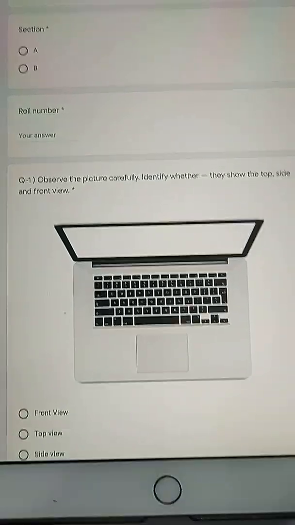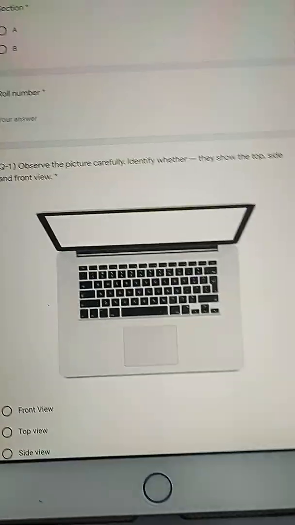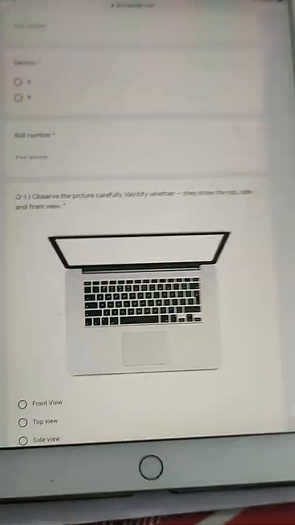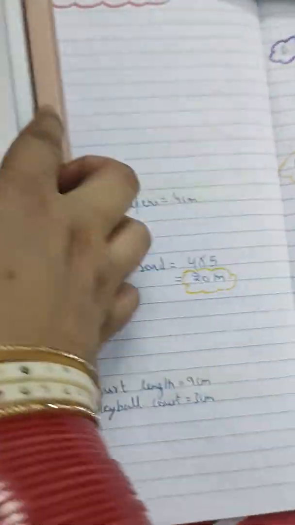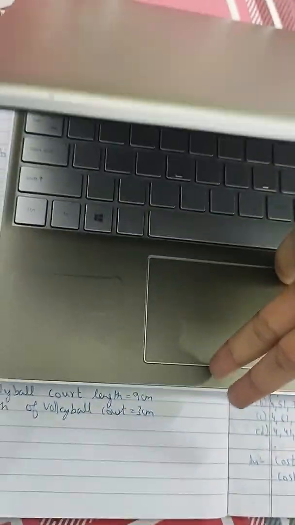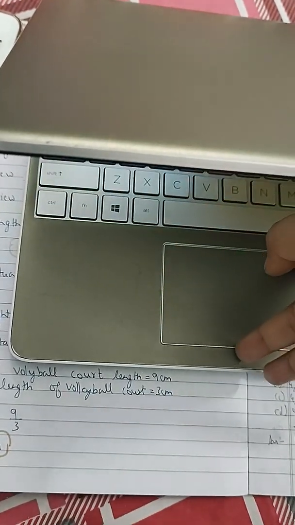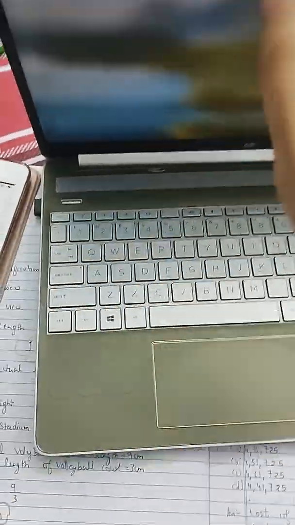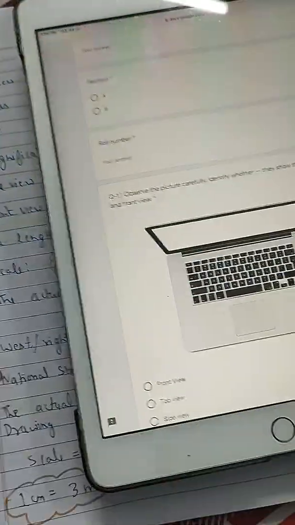As you can see, when you look at this laptop, we are looking at it from the top. When we open the laptop, this one is the top of the laptop, and it will look like this. So this is the top view of your laptop. So we are going to take the top view.